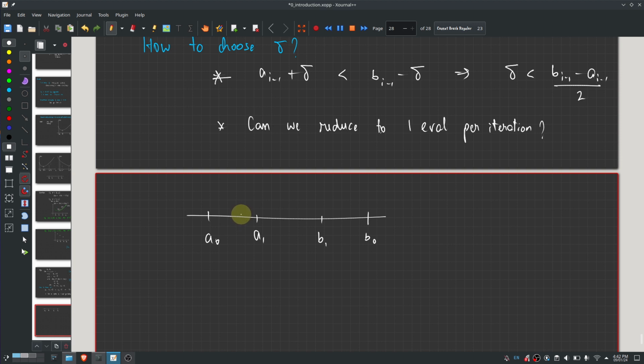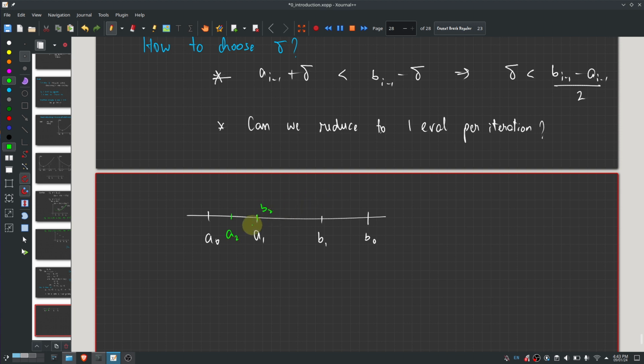But now I again shrink the interval from A0 to B1 to some other set of points, A2 and B2. Can I somehow choose this so that my A2 and B2 align in this particular fashion? Suppose I was able to do this at every stage. Then what would it mean?